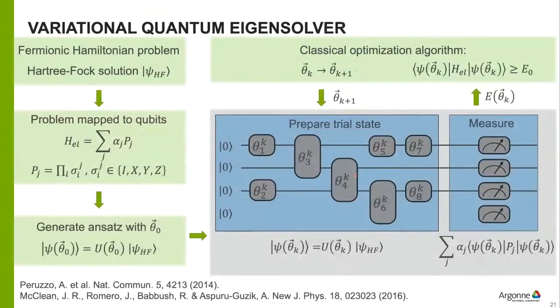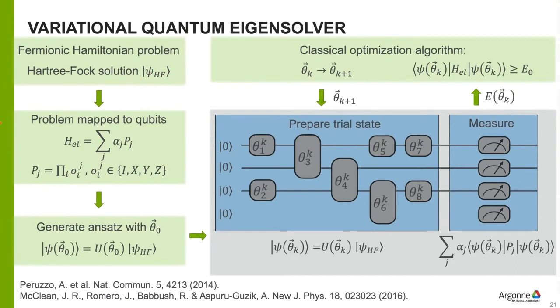So this is the flowchart of the VQE method. As I said before, you start with the fermionic Hamiltonian problem on a classical computer. You do the mean field Hartree-Fock solution. So all these green boxes are operations performed on a classical computer.